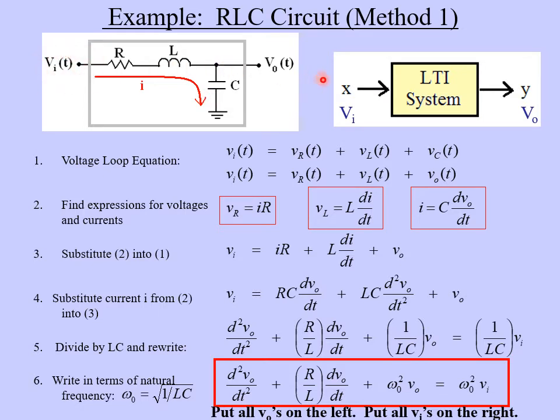You can think of this circuit inside this box as a system, and it is an LTI system. So the input to our system, which we usually call X, is actually the input voltage over here. And we're going to take the voltage right here as the output of this circuit. So that is going to be the output of our system here.